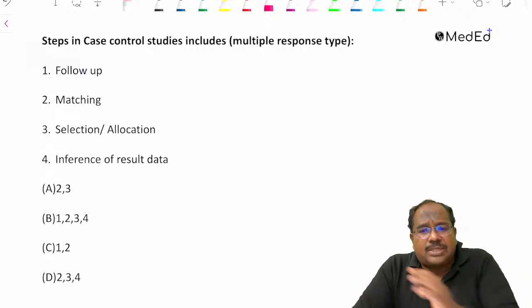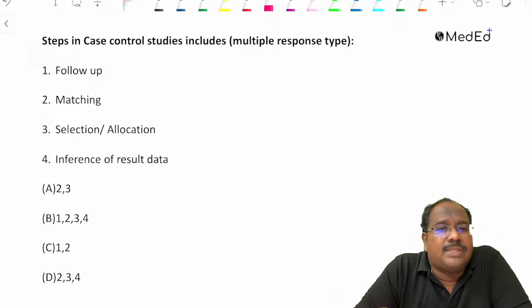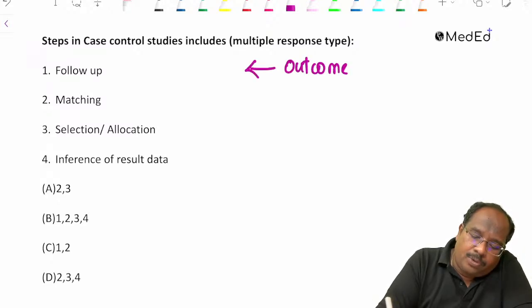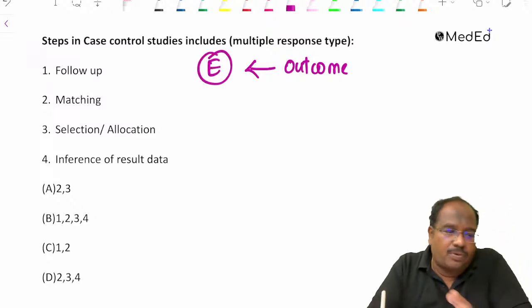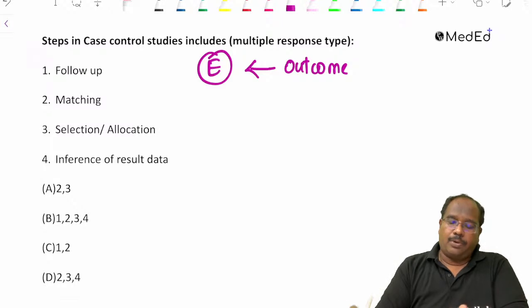Steps in case control study. This is an important topic, guys, as far as exams are concerned. Epidemiology. What are the steps in a case control study? It starts from outcome to exposure. It's a quick revision, guys. Outcome to exposure.